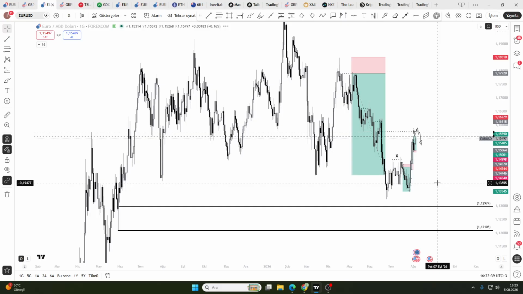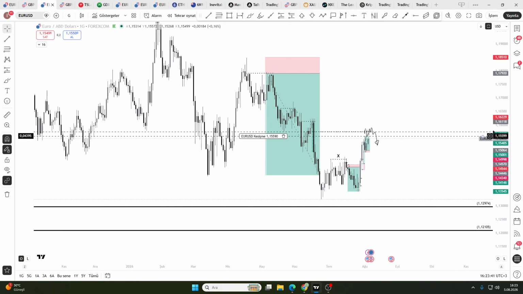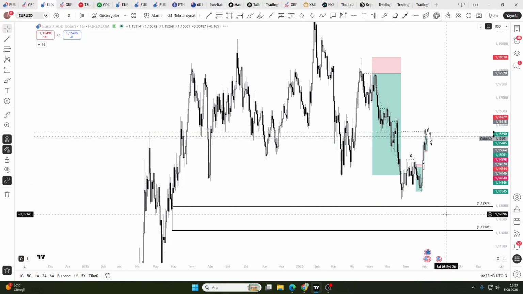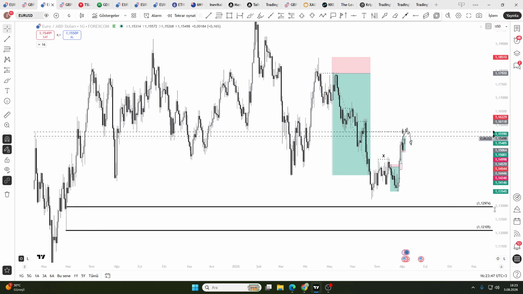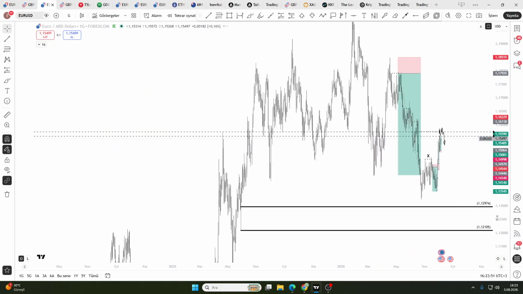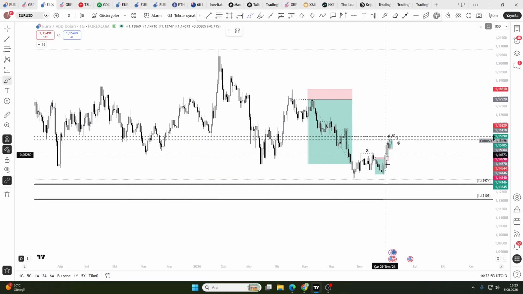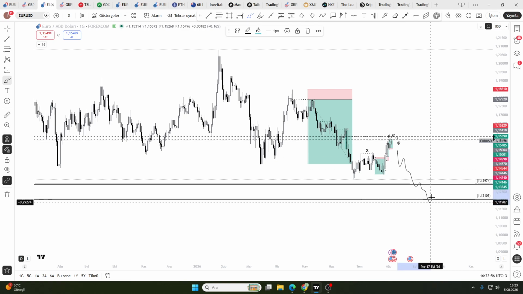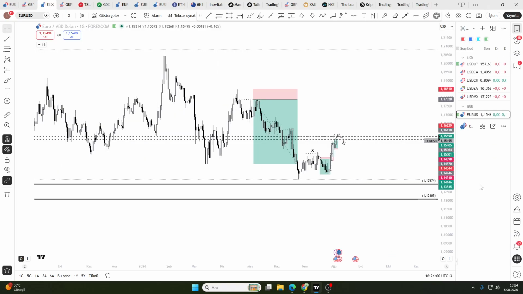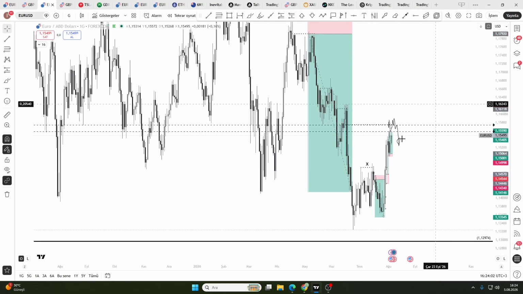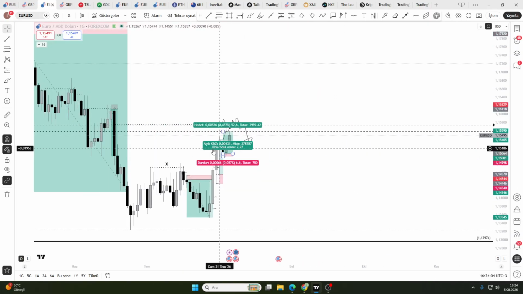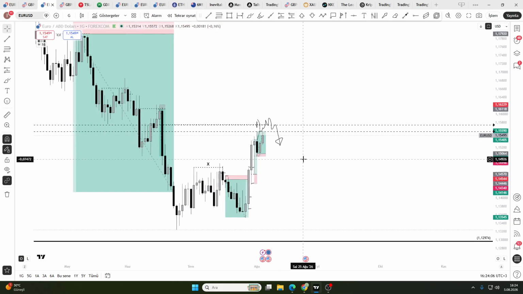My expectancy on euro dollar is that it's going down to 1.12, and after that, like this, I will show you, going upwards. So why I bought euro dollar on this level, I will explain.